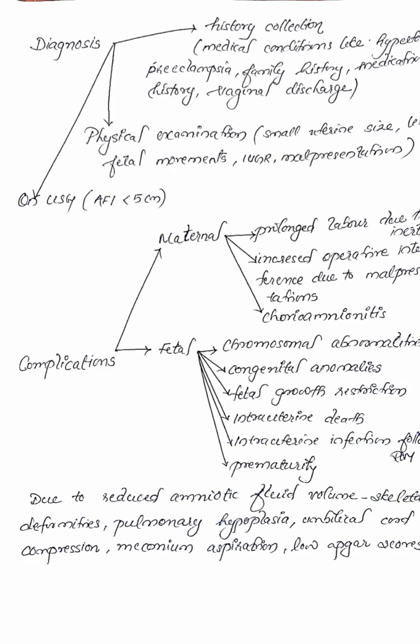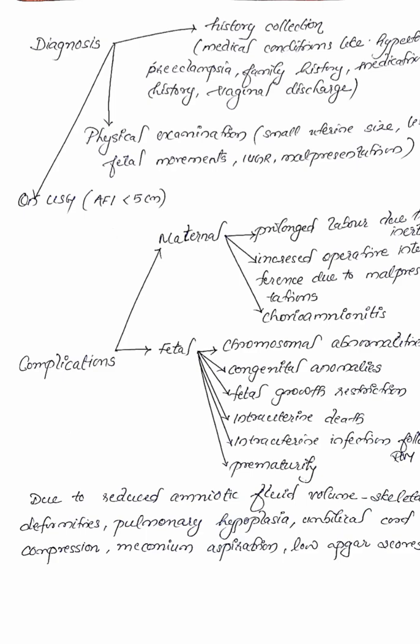Next are the complications, which are divided into maternal and fetal complications. For the maternal, what all can happen? The labor will be prolonged. Then there is a higher chance of instrumental delivery or cesarean section because of the malpresentations. There will also be chorioamnionitis, that is the bacterial infection of the chorion and the amnion.